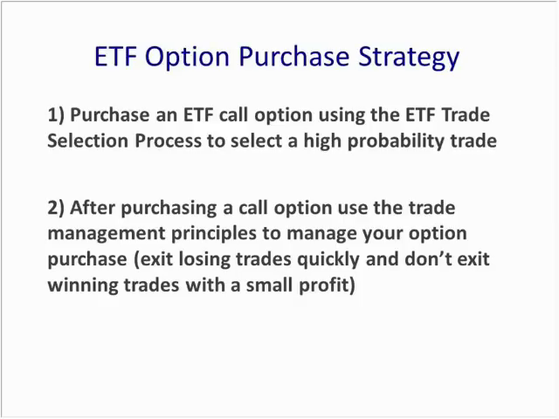So if we're going to take a directional trade, we use the ETF trade selection process with a high relative strength and a retracement to the middle or lower Keltner channel. So once we take that directional trade, then we use money management principles to manage that directional trade. And we'll exit losing trades quickly. We'll usually exit an option purchase trade before it turns into a 20% loss, and then just move on to the next opportunity. And then we don't want to exit winning trades with a small profit, as that's not good portfolio management. You want to hold on to those winning trades because that's where you're really going to make your money.